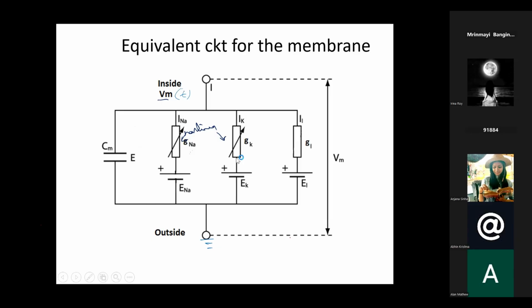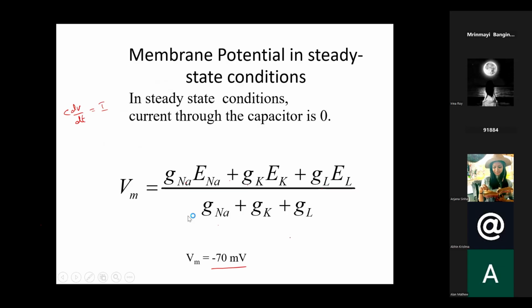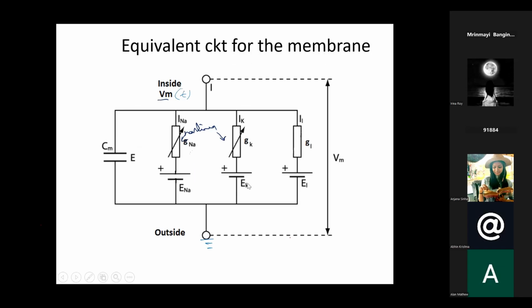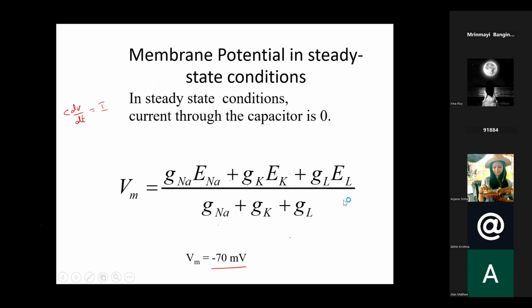So you can remove the capacitance for the resting condition. Then you have only these three branches. Then if you calculate this using simple circuit theory, you will get the membrane voltage, which is Vm, equal to this formula. Simple circuit theory, Kirchhoff's laws, is applied to do this.